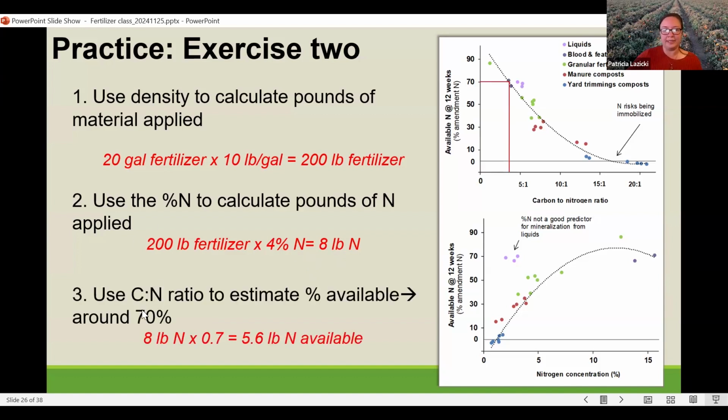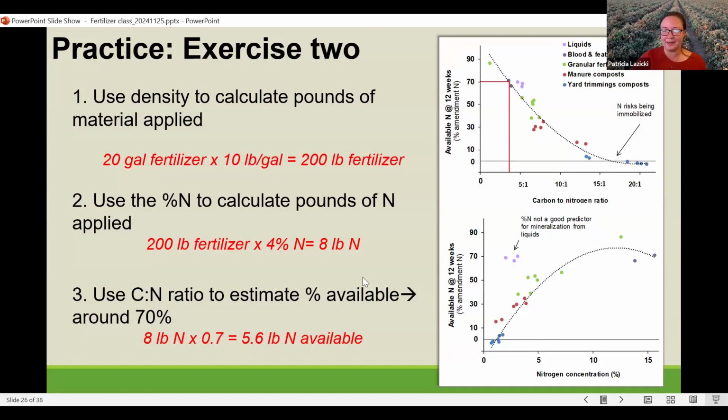And then finally, we use the carbon to nitrogen ratio to estimate the percent available. And I eyeballed it at around 70%. I know quite a few people answered 8 pounds, which would have been 100%. I'll take that too, because I did mention that it can be considerably higher than what we're estimating. It's a pretty fuzzy estimate, but I said 70%, so 70% of 8 pounds would be 5.6 pounds of nitrogen.